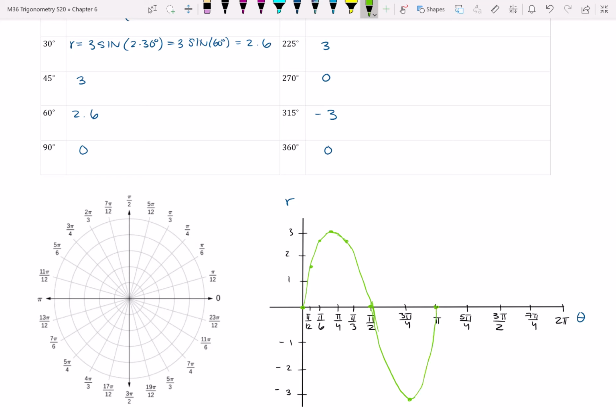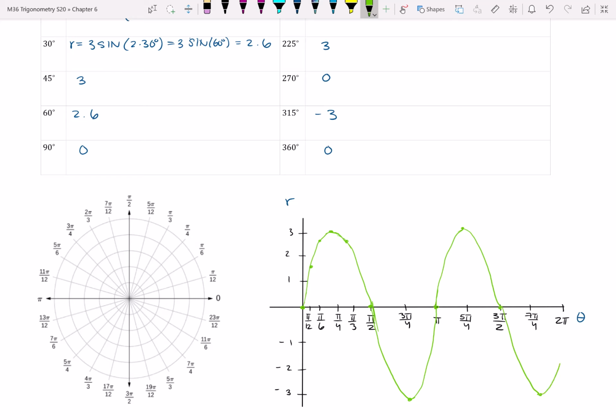And then the next thing that we found was 225 degrees, and then the r was 3. That's 5 pi over 4. Again, back to the top. Don't forget that there are obviously angles in between, but we're not going to plot them. And then 270, 0, so 3 pi over 2 back to 0. And then 315, -3, that's 7 pi over 4, so it goes back down, and then it stops at 2 pi. So that's one rotation, radian wise. So it goes back up to 2 pi.